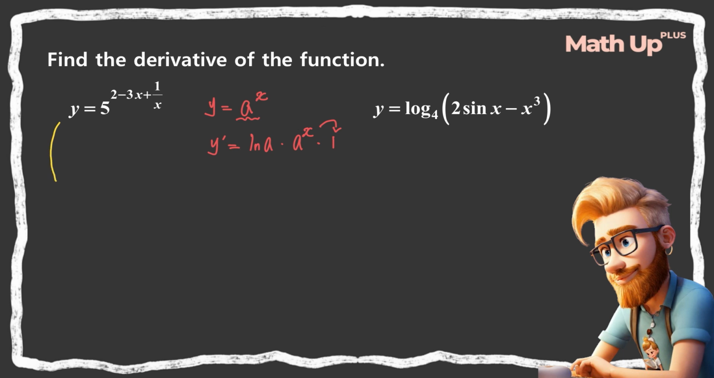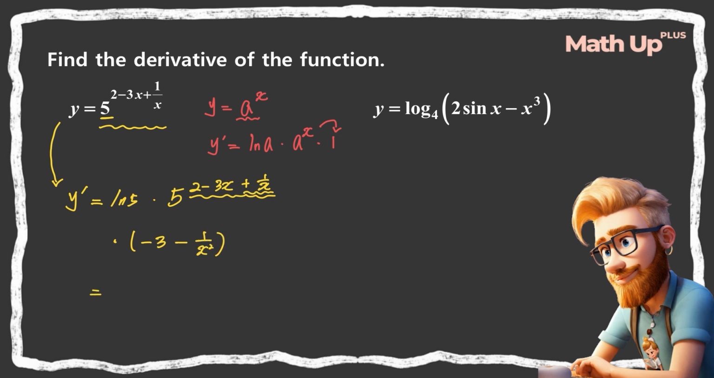So the derivative of this function, y prime, is equal to: the base is 5, so natural log 5 times the exponential function itself, 5 to the 2 minus 3x plus 1 over x, times the derivative of this expression right here. So that's going to be negative 3. Well, the derivative of 1 over x is negative 1 over x squared.